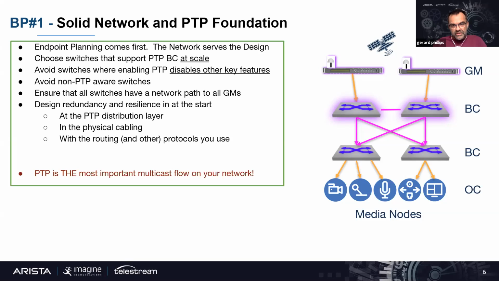On the drawing on the right, you'll see purple things. Those purple things are places where you can build physical redundancy into your network, and that will enable you to provide a network which is capable of continuing to operate in more than one failure scenario. For example, multiple GMs, multiple PTP distribution switches, and multiple physical links between these elements.